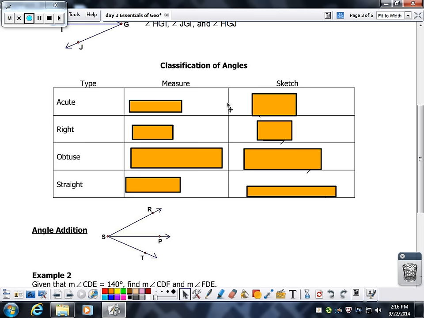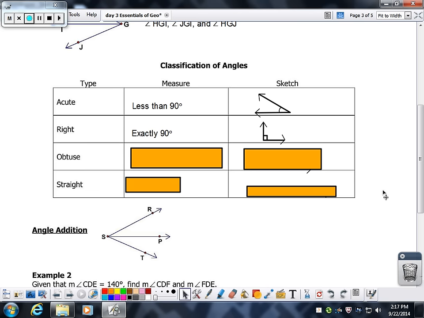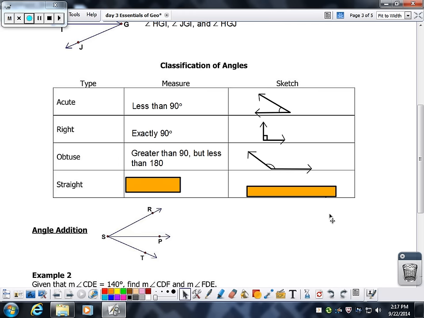There are several different types of angles we're going to have. One is an acute angle. An acute angle has a measure that is less than 90 degrees. It looks something like this. A right angle has a measure of exactly 90 degrees. A right angle looks like this and is usually indicated by a box drawn at the vertex. An obtuse angle has a measure that is greater than 90 but less than 180 degrees. And an obtuse angle might look like this.